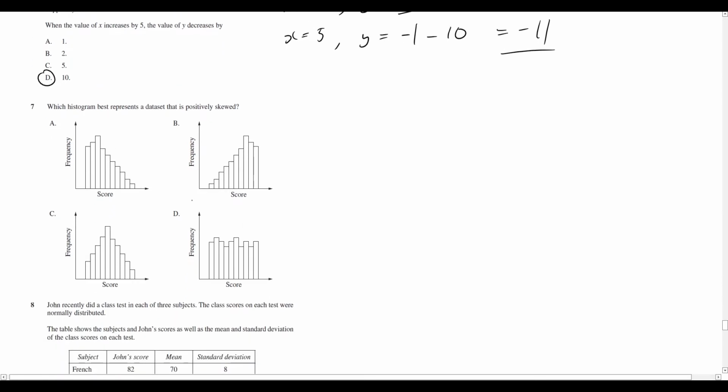Okay, 7. Which histogram best represents a dataset that is positively skewed? Okay, so when I think positively skewed, I like to think positively skinny.